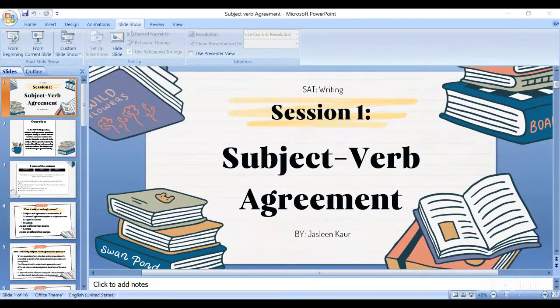SAT writing section is by practice. If you have a good hold of the language, then this would be very simple for you. But if you really don't, then you will face difficulties while solving this. So I'm here to help you. I'll just be dealing with some rules under subject verb agreement that would help you to choose the right answer. So I'm sure that you know this topic and it would be very easy for you.